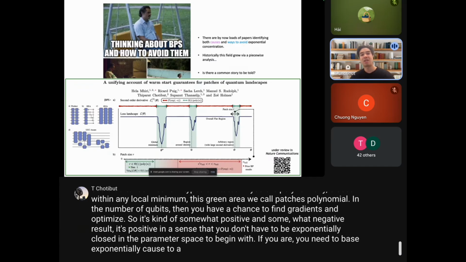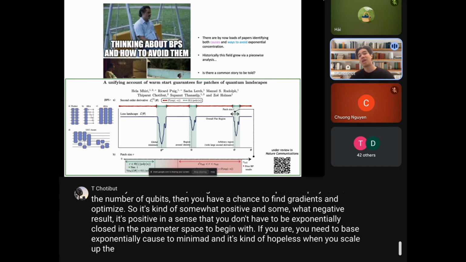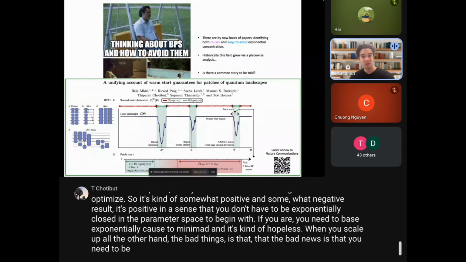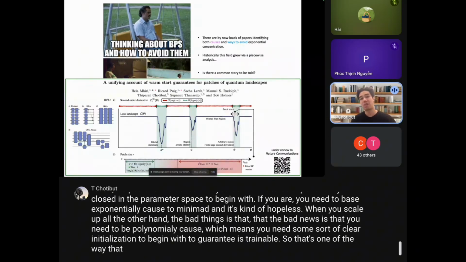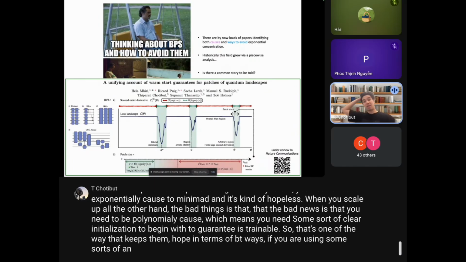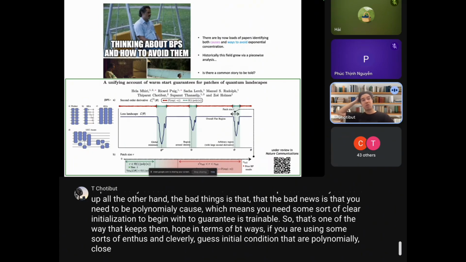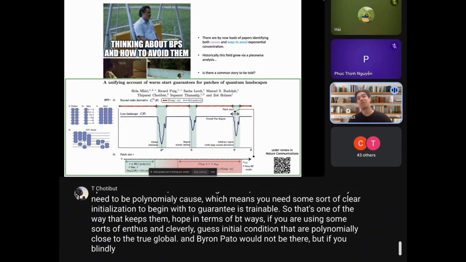close to the true minimum, then it's kind of hopeless when you scale up. But on the other hand, the bad news is that you need to be polynomially close, which means you need some sort of clever initialization to begin with to guarantee it's trainable. So that's one of the ways that gives some hope in terms of VQAs. If you are using some sorts of ansatz and cleverly guess initial conditions that are polynomially close to the true global minimum, then barren plateau will not be there. But if you blindly initialize the parameters, then you still suffer from barren plateau.